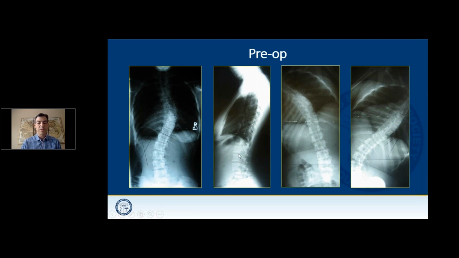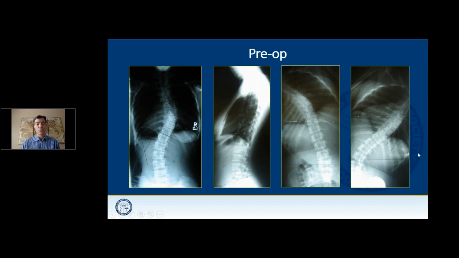And one of the things that we'll use to determine surgical planning is how flexible the spine is. You can see on the right side here, these are bending x-rays showing how flexible her curve was. Her lower curve was very flexible, and the upper curve was fairly flexible as well, but not as much.